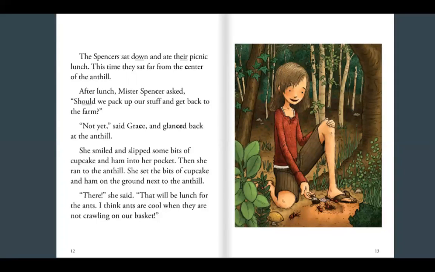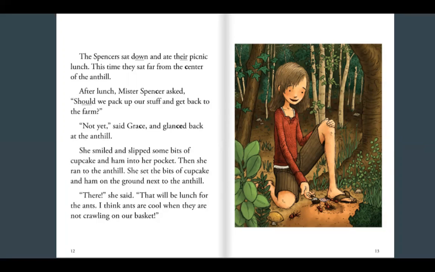The Spencers sat down and ate their picnic lunch. This time, they sat far from the center of the anthill. After lunch, Mr. Spencer asked, "Should we pack up our stuff and get back to the farm?" "Not yet," said Grace, and glanced back at the anthill. So remember, glance means to look back quickly.